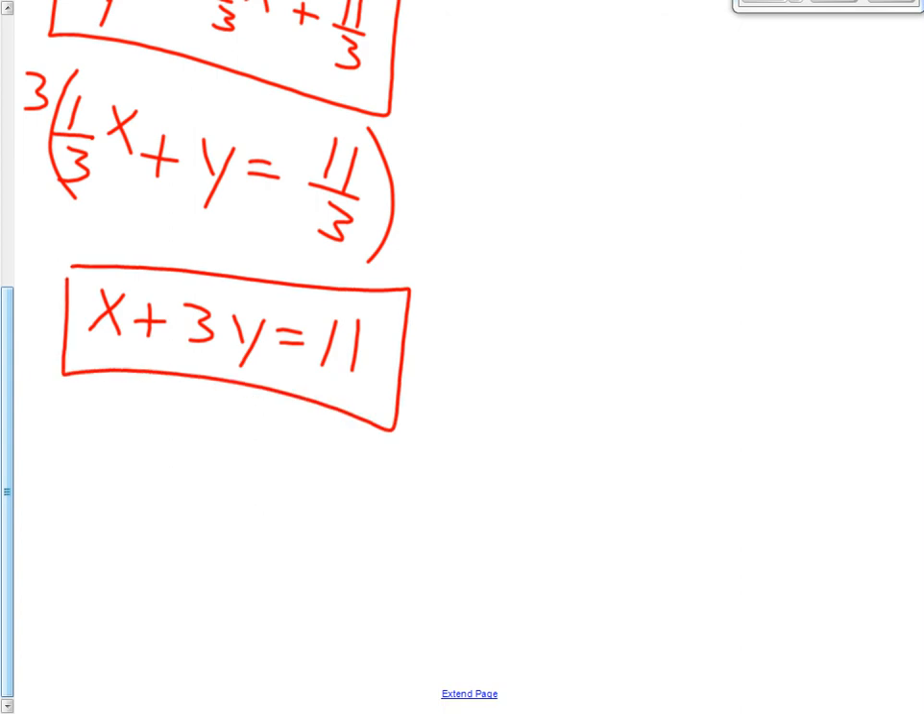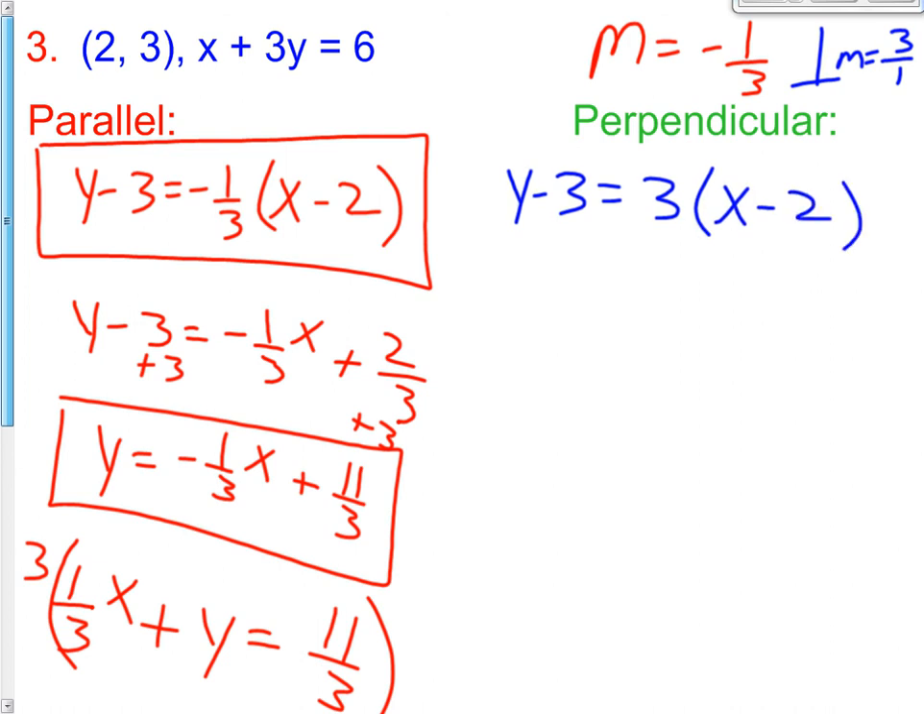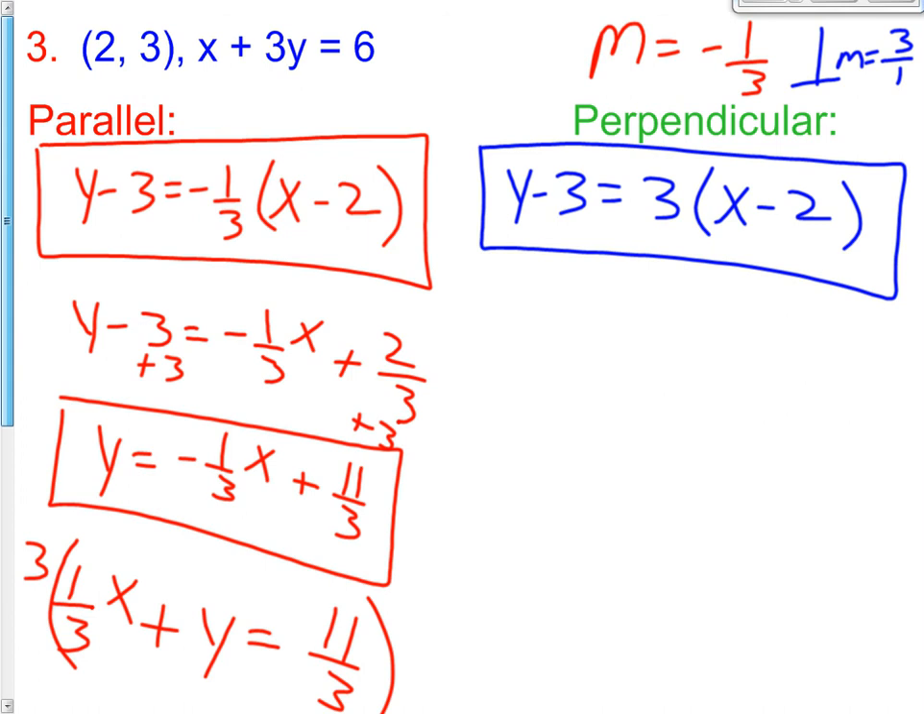Let's continue doing this exact same thing for our perpendicular lines. So now, if my slope is a negative 1/3, my perpendicular slope is going to be a positive 3 over 1, or a positive 3. So answer number 4. Y minus the y coordinate, which is y minus 3, equals our perpendicular slope, 3, times the quantity x minus the x coordinate, x minus 2. Here is answer number 4.